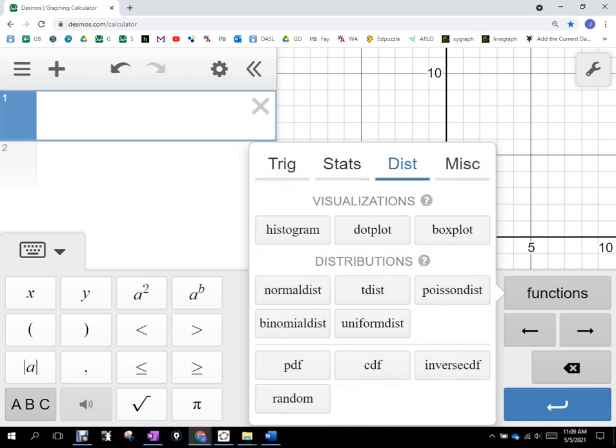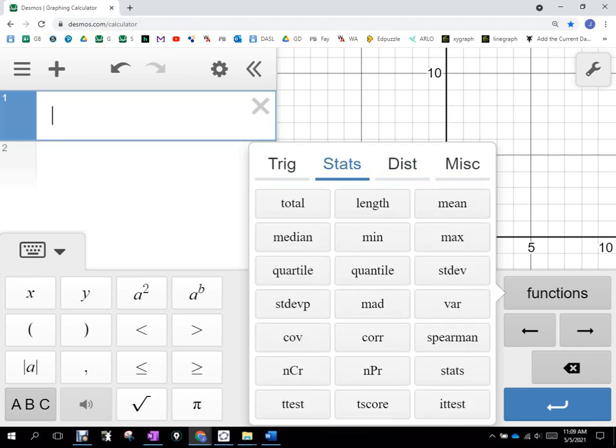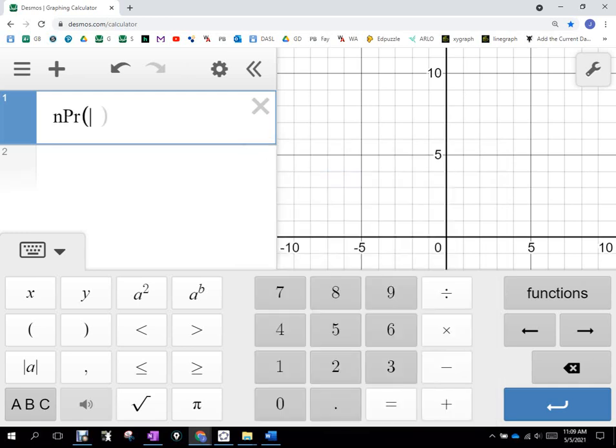Don't see it there. There you go. So we go to stats and NPR down here. Okay, so that's what you've got to type in, NPR.